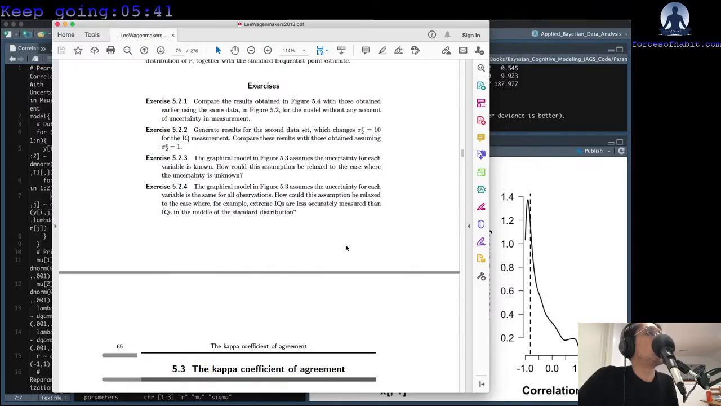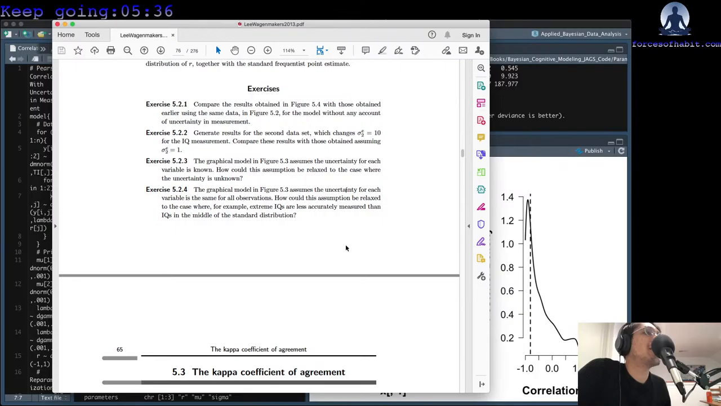Last question. The graphical model in figure 5.3 assumes that uncertainty for each variable is the same for all observations. You know what that means. How could this assumption be relaxed to the case where, for example, extreme IQs are less accurately measured than IQs in the middle of the standard deviation?